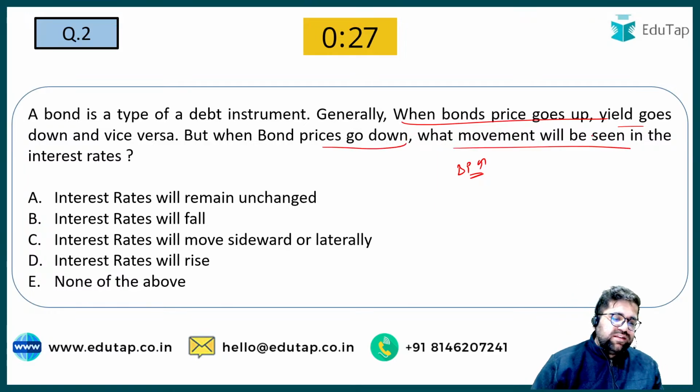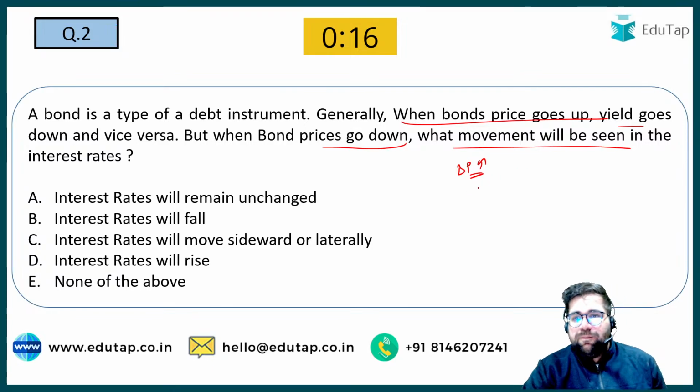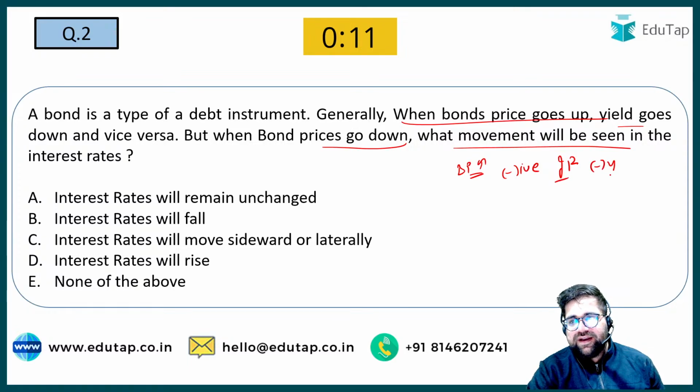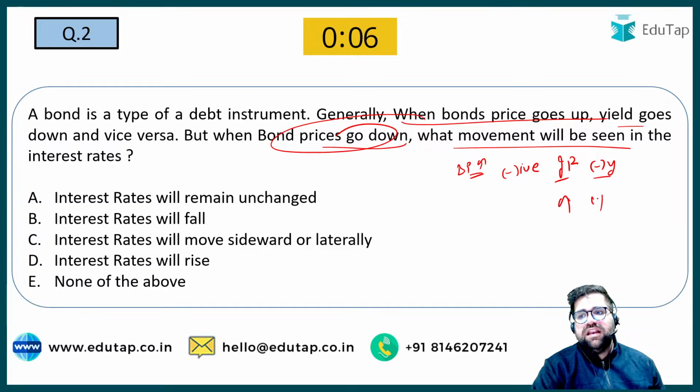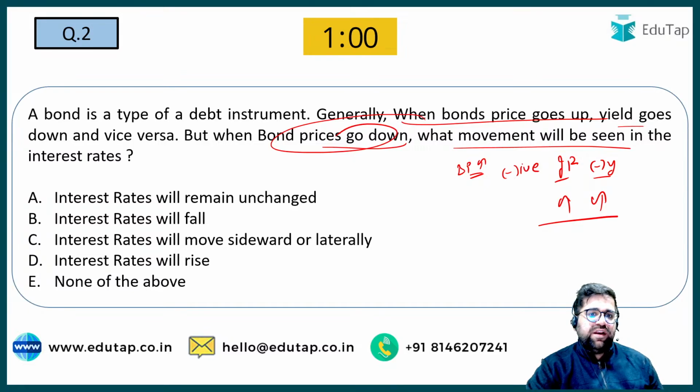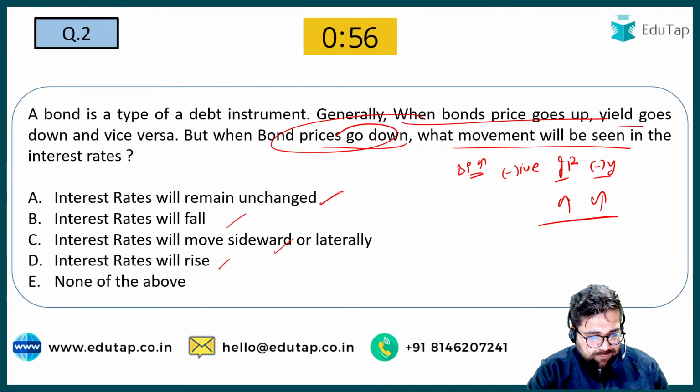So can you answer this question? We all know that in bonds there are multiple relationships which are important for your exam as well. So in this connotation, I hope you will be able to give me the right answer. Bond prices are negatively correlated to interest rate and to yield rates as well. So if bond prices are going down, your interest rate and yield will increase. Therefore, when bond prices go down, what movement will be seen in interest rate? Will it remain unchanged? Will it fall? Will it rise, or will it move sideways? What will be the correct answer?